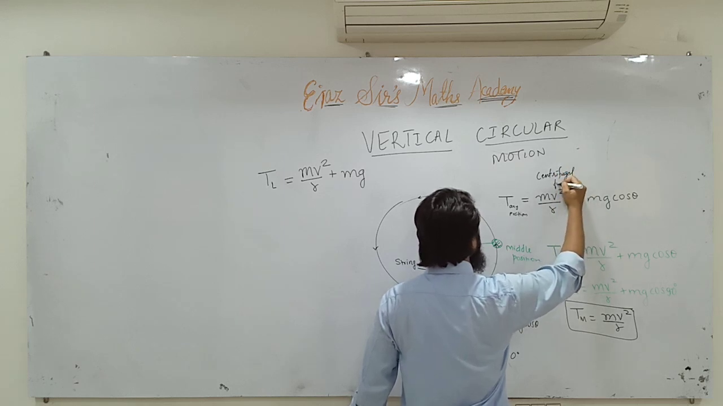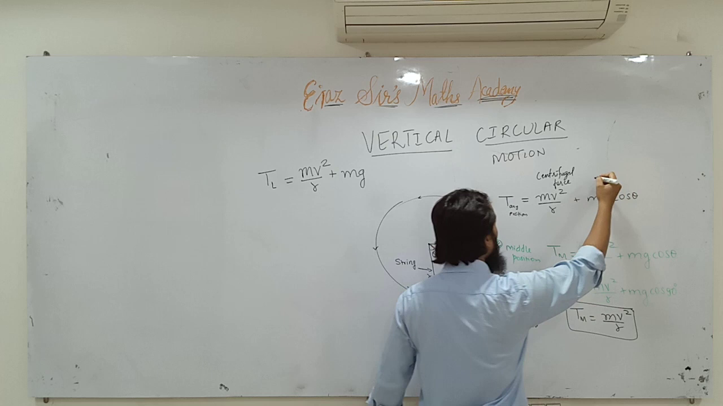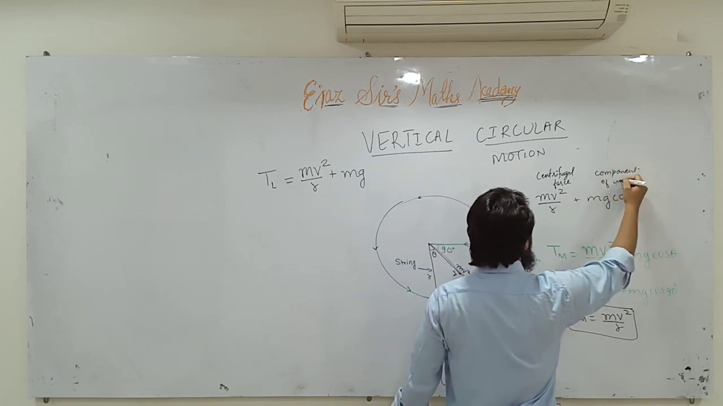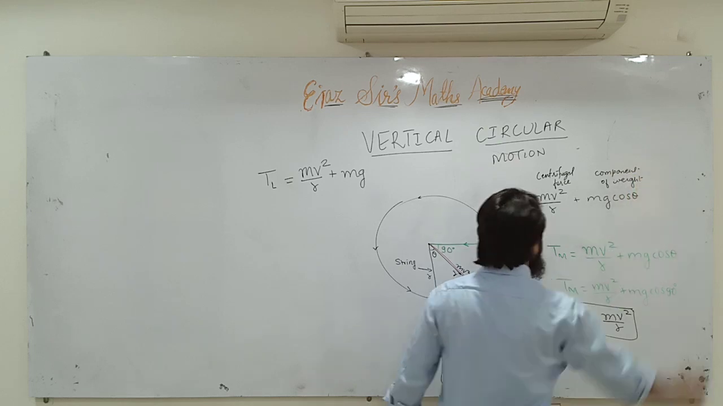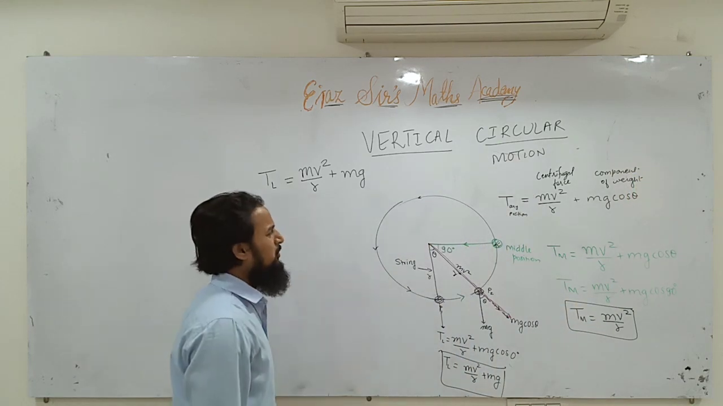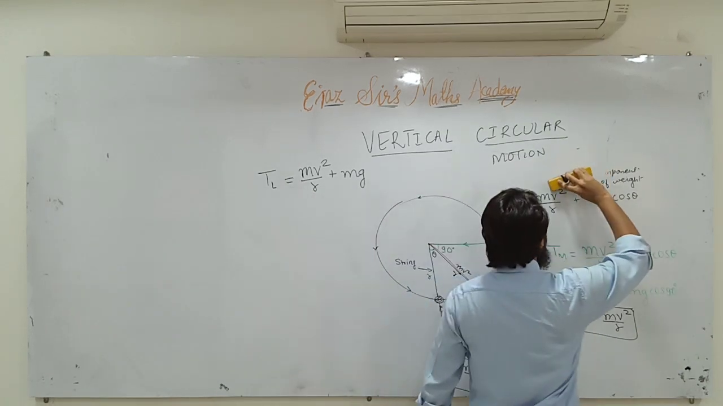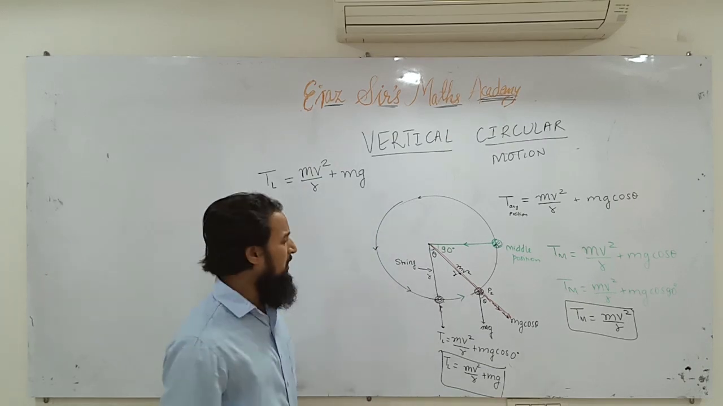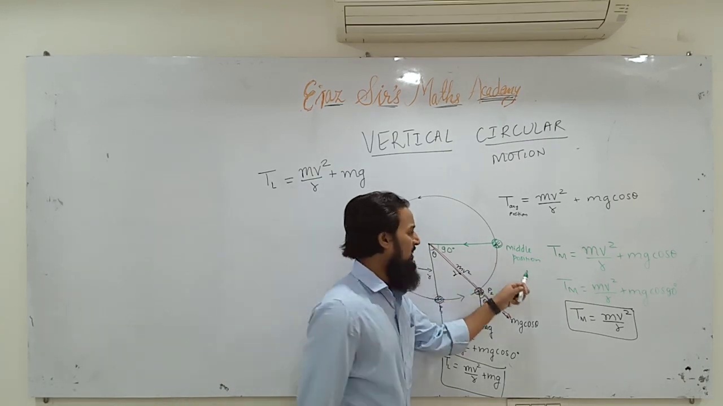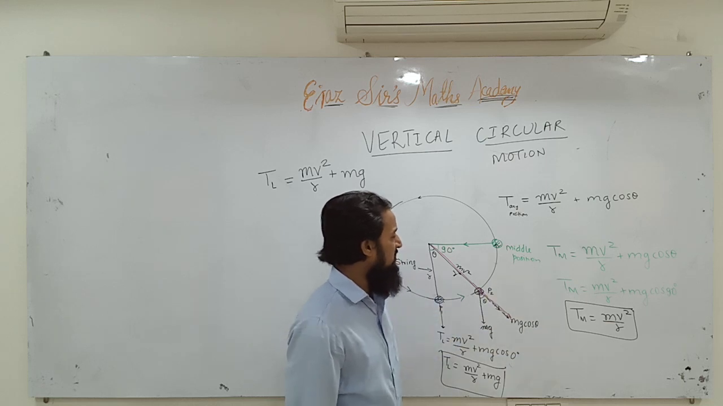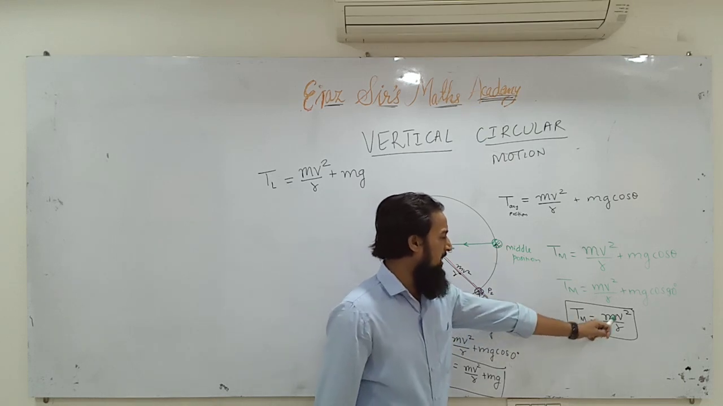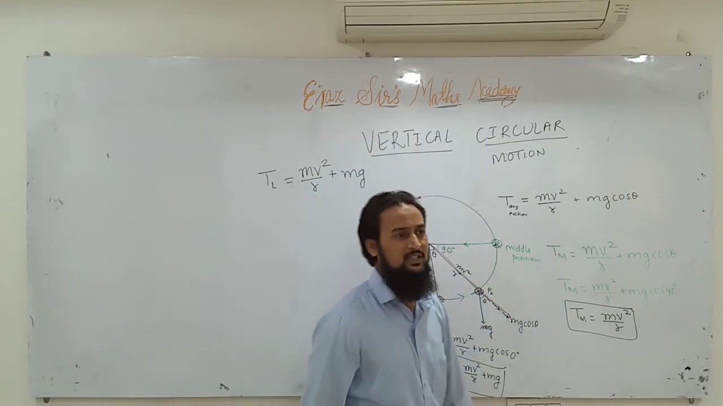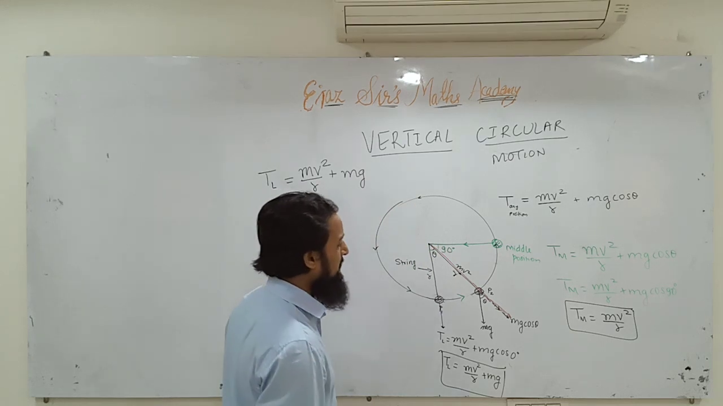And what is this mg cos theta? Component of weight. Even if you can't see it, still there is no need of it. We don't need to write it. Centrifugal force is mv square by r, and mg cos theta is component of weight. So when the stone is in the middle position, how much tension will be there in the string? Tension at the middle position will be mv square by r only. Mg cos 90. Cos 90 is 0, so that term mg cos 90 will become 0.